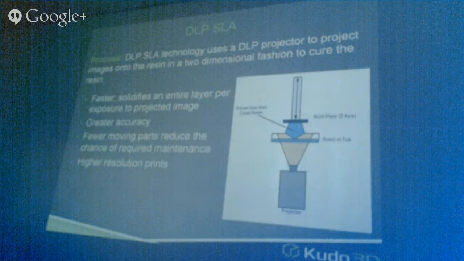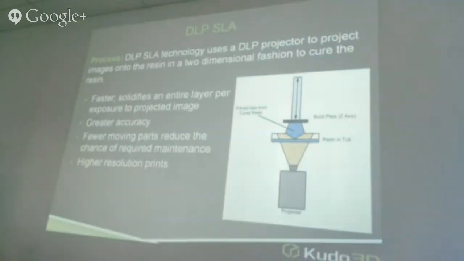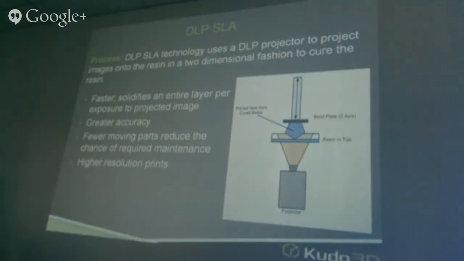But DLP SLA uses a DLP projector to project an image onto the resin in a 2D fashion to cure the resin. You can see there's a projector within our machine there. It's faster and solidifies an entire layer per exposure. It has greater accuracy, and since there are fewer moving parts, it reduces the chances of required maintenance, and you can have very high resolution prints. And that's an image of how the SLA printing goes.